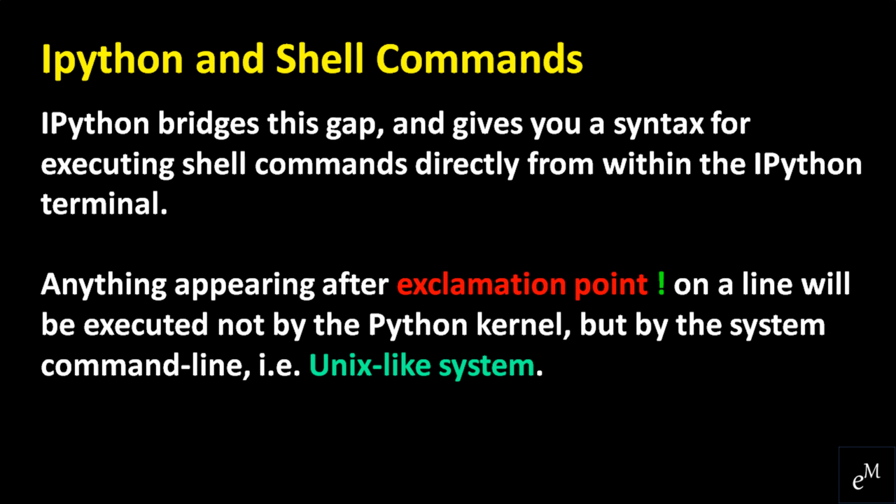Before we talk about the limitations, let's learn a bit about the Colab environment. Colab supports Jupyter notebooks, also known as IPython. Traditionally, when working interactively with the standard Python interpreter, one of the frustrations is the need to switch between multiple windows to access Python tools and system command tools. IPython bridges this gap and gives you a syntax for executing shell commands directly from within the IPython terminal. The magic happens with the exclamation point. Anything that appears after that on a line will be executed not by the Python kernel, but by the system command line, and that is a Unix-like system.